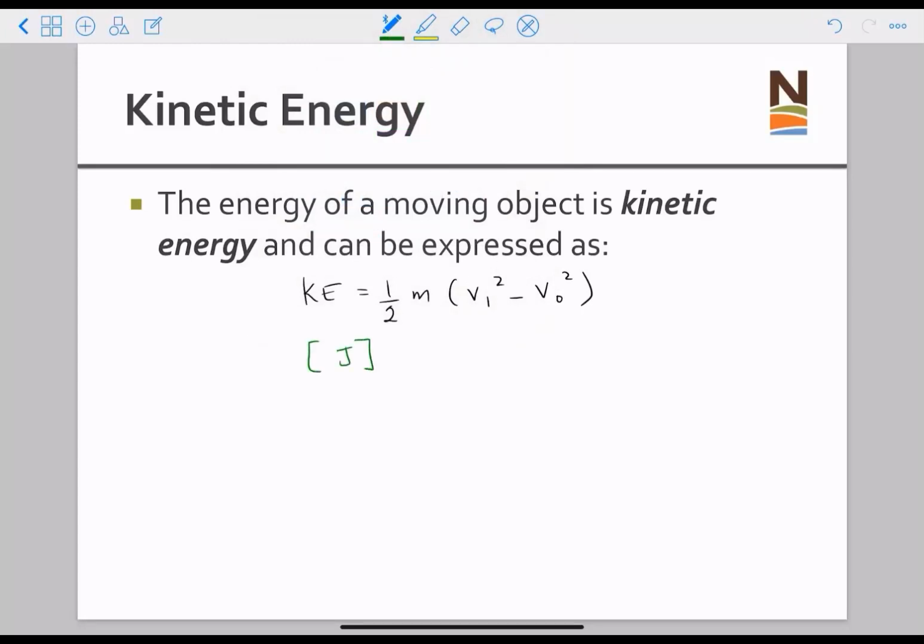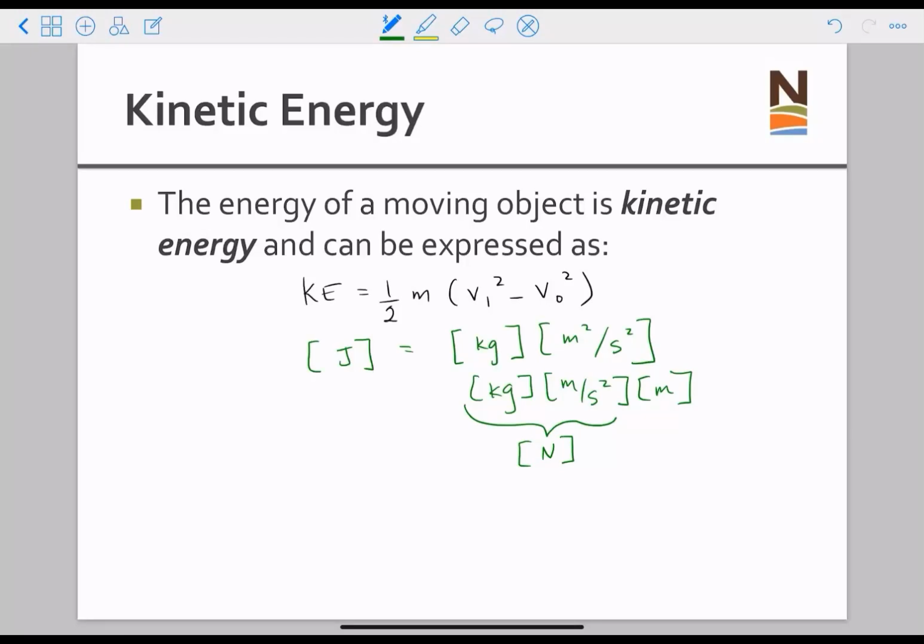We have joules equal to kilograms times meters squared per second squared. And that would give us, again, our Newton meters, right? Because if we took the meters out here, technically we can show it like this: kilograms times meters per second squared times meters. Same thing. So just like I showed in the previous slide, that would be equal to our newtons. Okay.